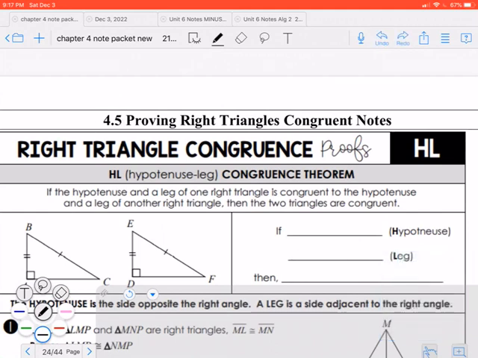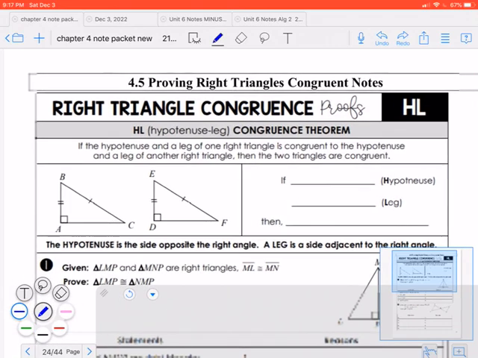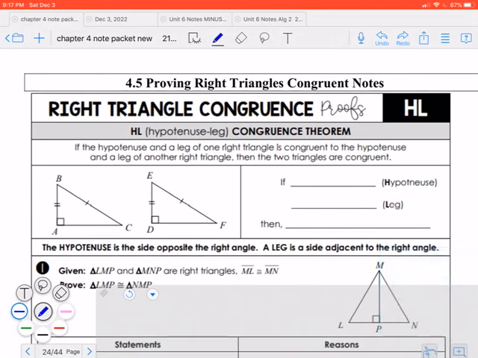Today for 4.5, proving right triangles congruent. This is very similar to what we've been doing with SSS, SAS, and all of those, but now it's specifically about right triangles. Because of that, the angles are both right, so that's an angle. Then we just need two other pieces. For right triangles, we don't call them sides of the triangle, we call them legs and the hypotenuse.